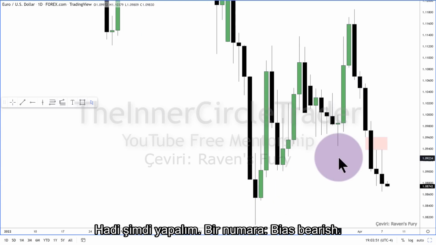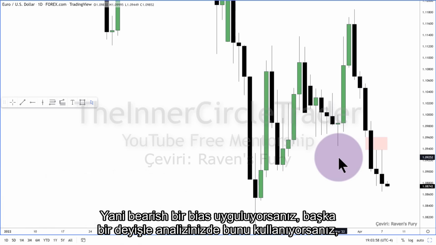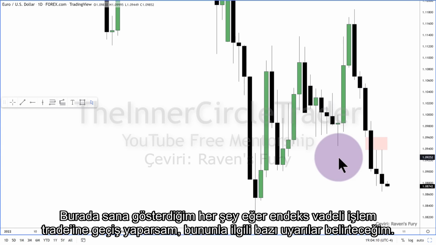Let's do that now. Number one, the bias is bearish. So if a bearish bias is being implemented, in other words, you're using that in your analysis, you're going through the charts looking for setups that would warrant a short sale on this particular market or this pair in Forex.